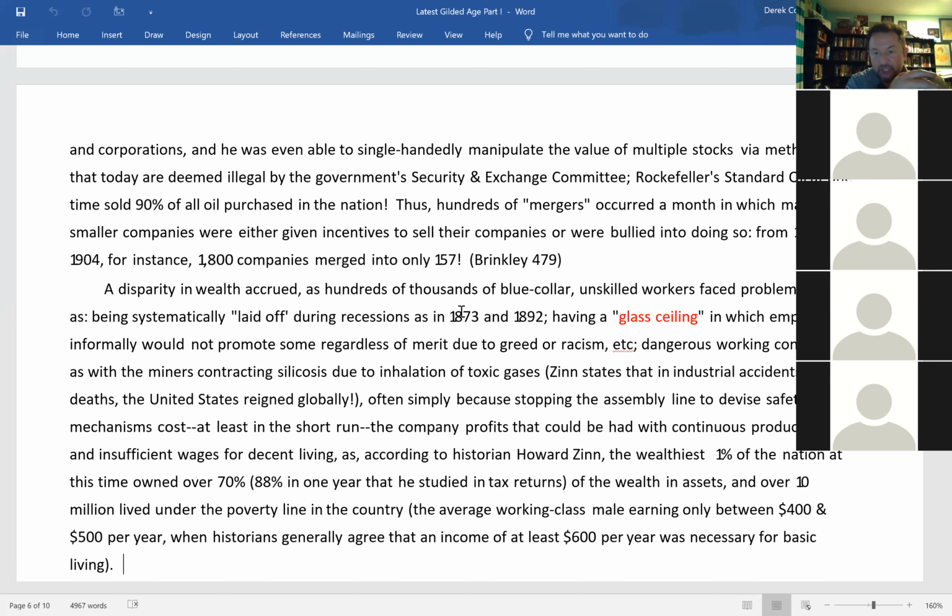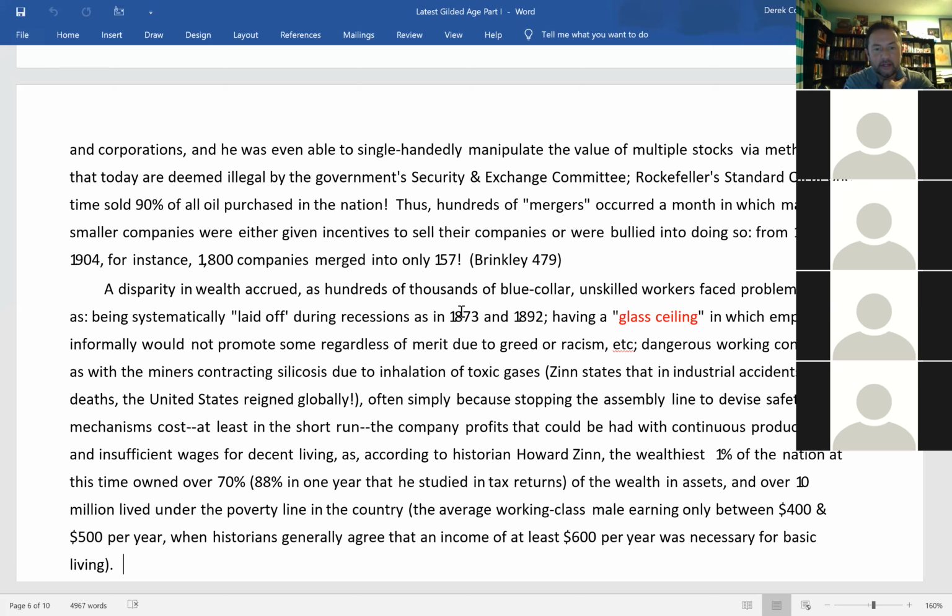And so machines do that, right? The sophistication of the production process is going to arguably decrease the power, the leverage of the common worker. So it's something to think about.